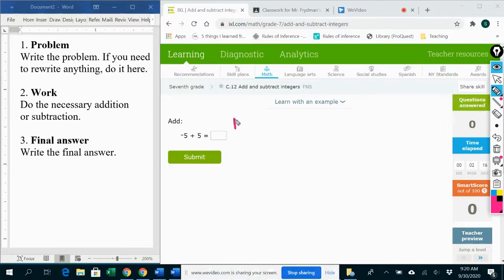So this is what you're going to write on your paper. You're going to write problem. You don't have to write the word problem for every single one. You can just write it at the top, and then, well, that's not writing very well, hopefully your handwriting is better than mine.